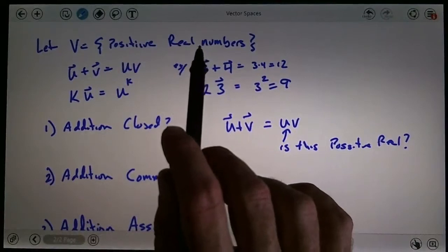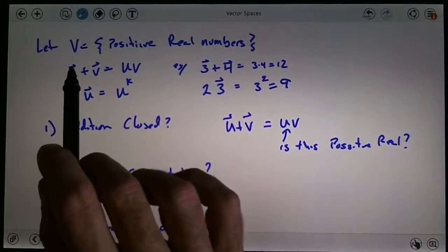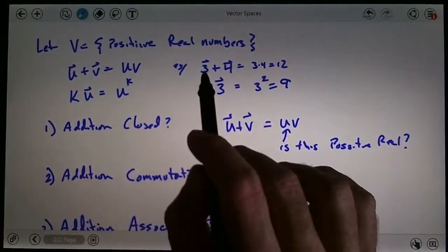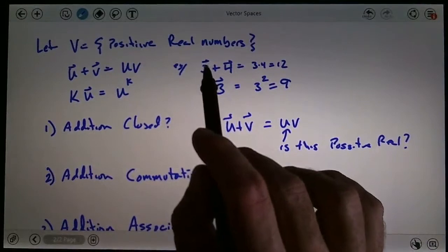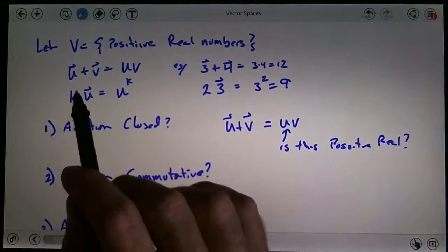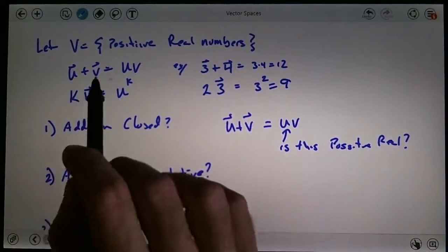And I'm going to distinguish between the vector, I use a little vector symbol, or the number itself. So when I say the vector 3, I'm talking about the number 3. Okay. So what I need to do is define addition and scalar multiplication. So addition I define this way.